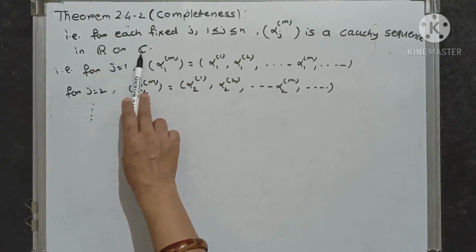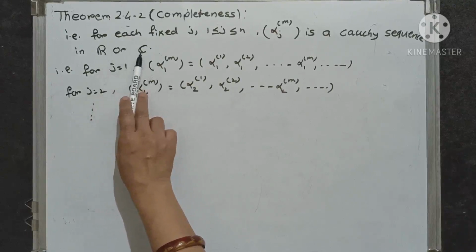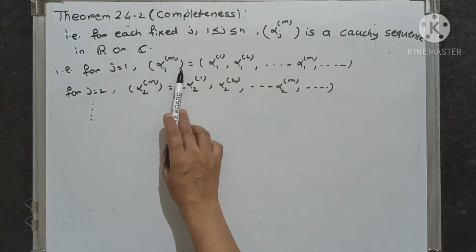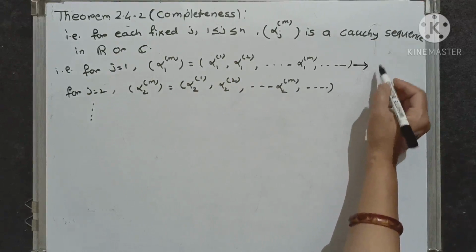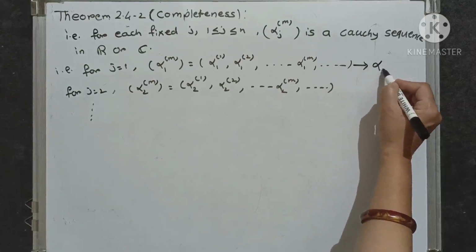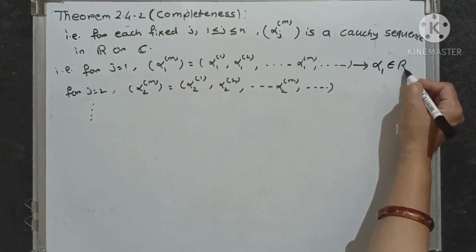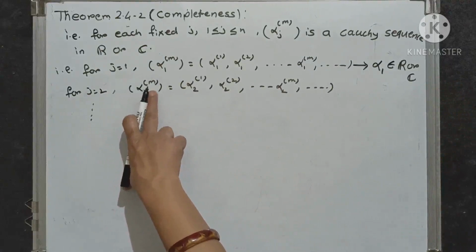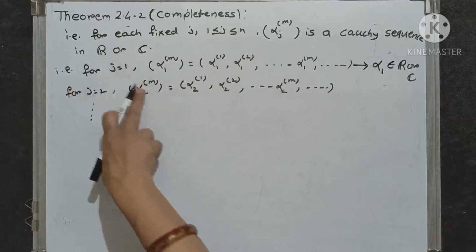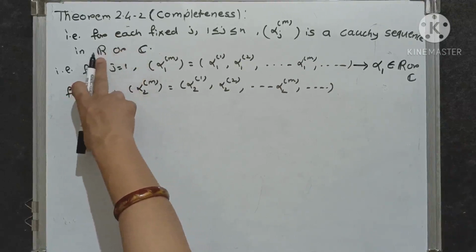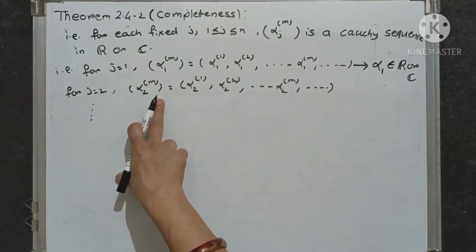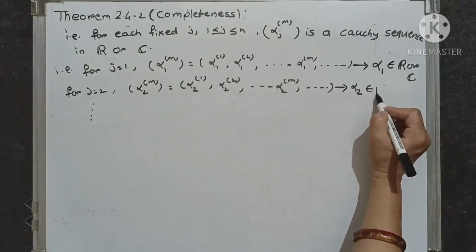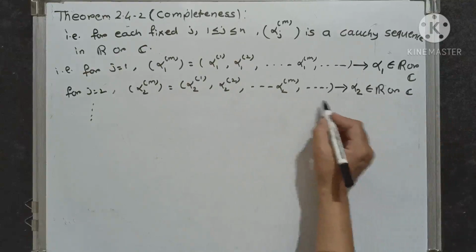As they are complete, this Cauchy sequence in R or C converges in R or C. Here we say that the sequence alpha 1m, a Cauchy sequence in R or C, converges to some alpha 1, which is also an element of either R or C. In the same way, the sequence alpha 2m is a Cauchy sequence in R or C. As R and C both are complete, this Cauchy sequence converges to alpha 2, which is an element of R or C, and we continue this process.